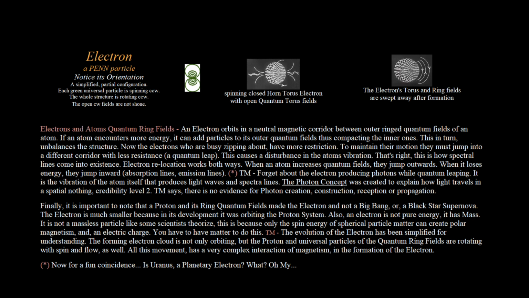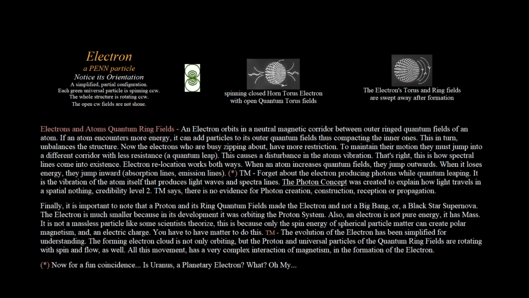Electron relocation works both ways. When an atom increases quantum fields, they jump outwards. When it loses energy, they jump inward: absorption lines, emission lines. Forget about the electron producing photons while quantum leaping. It is the vibration of the atom itself that produces light waves and spectral lines. The photon concept was created to explain how light travels in a spatial nothing. Credibility level 2 says there is no evidence for photon creation, construction, reception, or propagation.